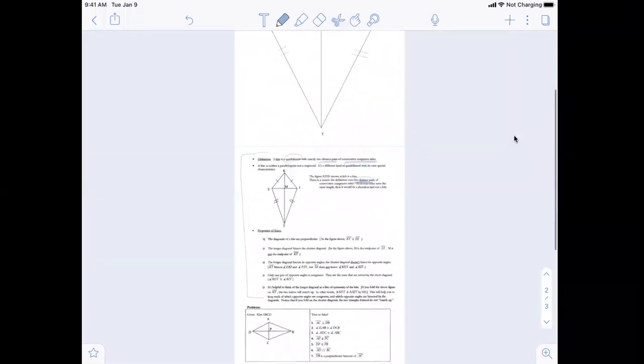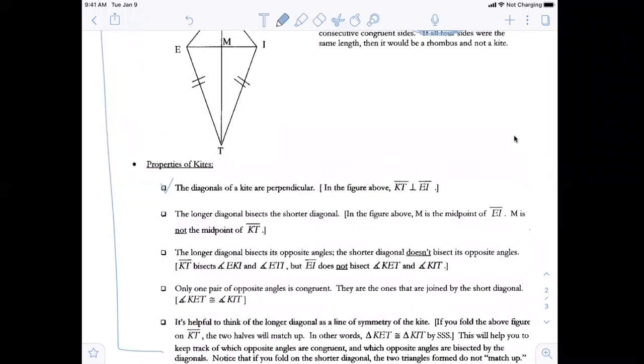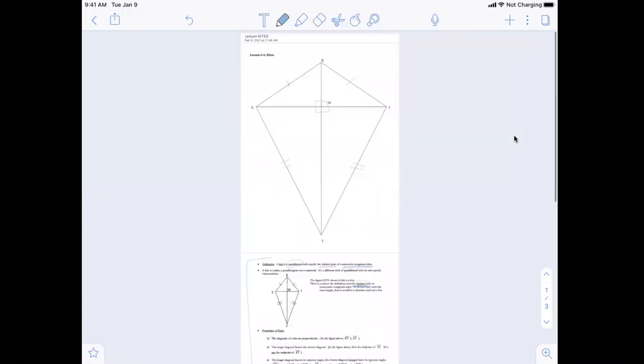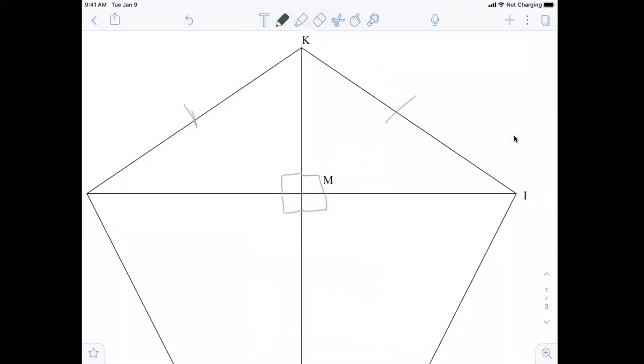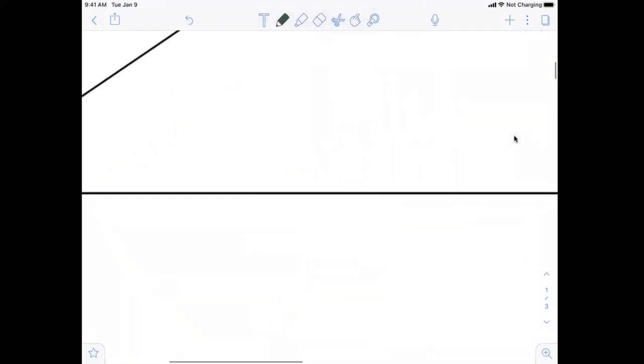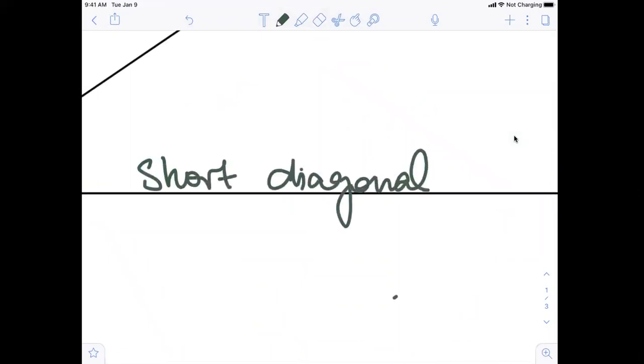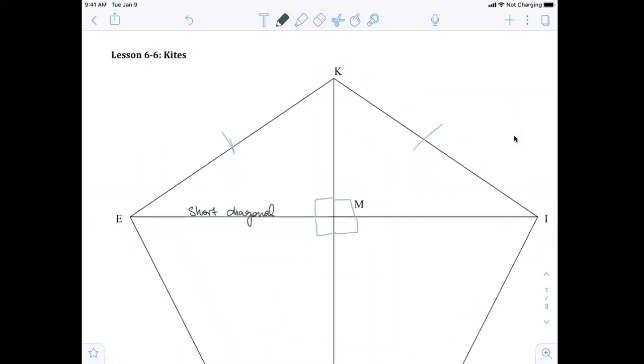The next property says a longer diagonal bisects the shorter diagonal. That's a mess. First, let's label EI as the short diagonal. I'm going to literally write short diagonal on here. And KT bisects it, so I'm going to put little congruent marks here: 1, 2, 3, 1, 2, 3. I can't use just one and I can't use just two because EM is not congruent to EK, so I have to use my own individual marks.